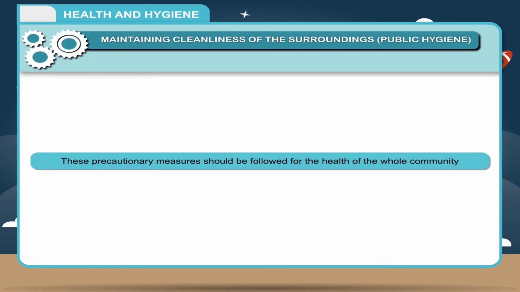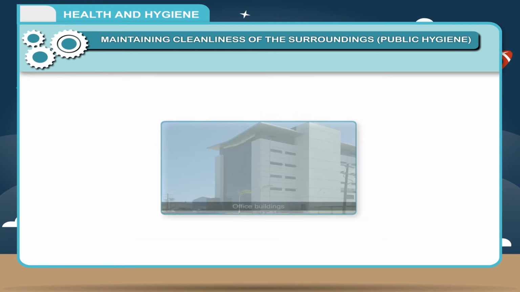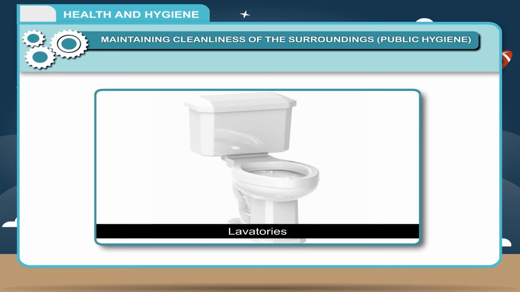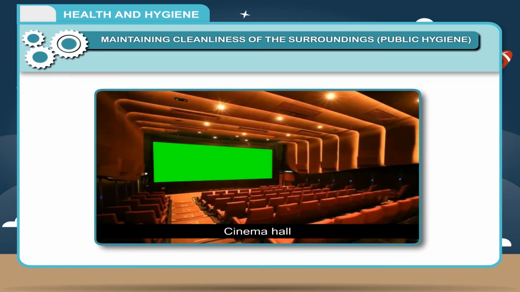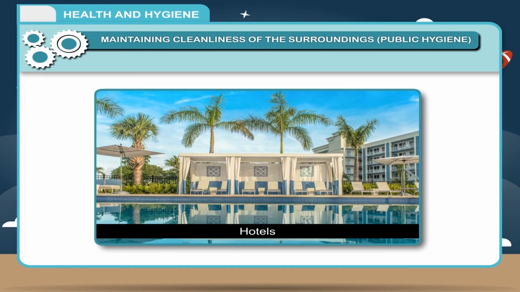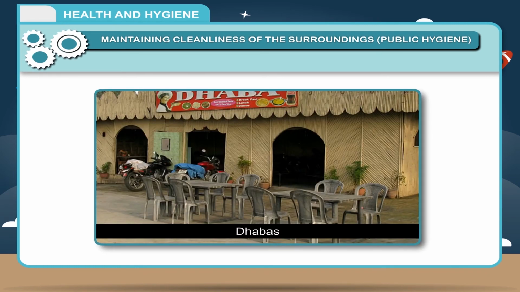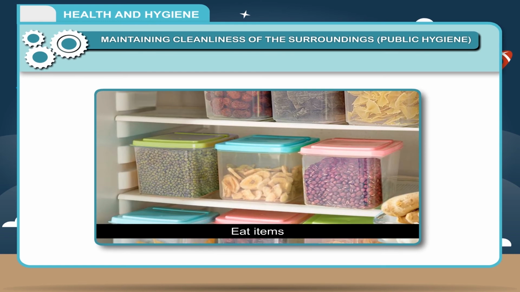The following precautionary measures should be followed for the health of the whole community. 1. All public places such as the schools, office buildings, bathrooms, lavatories, cinema halls, etc. should be kept clean. 2. The eating places such as hotels, restaurants, dhabas, and their surroundings must be kept clean. All eatable items must be kept covered.